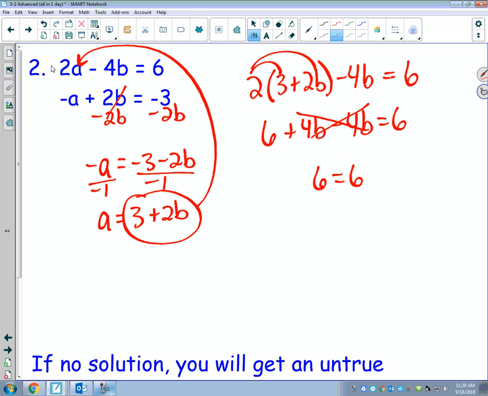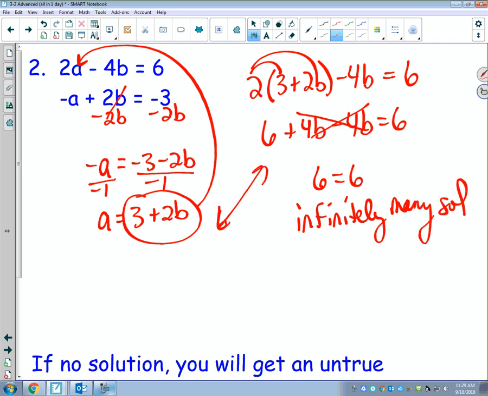And so this is where our special cases come into play. Either this is no solution or this is all solutions. And it's all about whether this is true or not. Does 6 equal 6? Yes, always, which means that the answer here is infinitely many solutions. Or if I graphed these equations, they would end up being the same equation on the same equation.